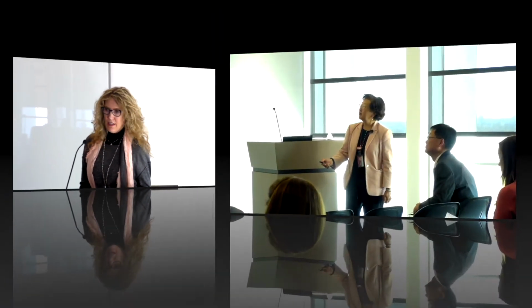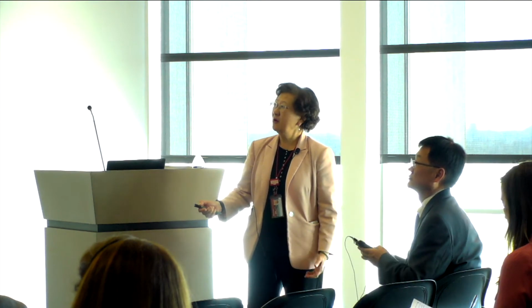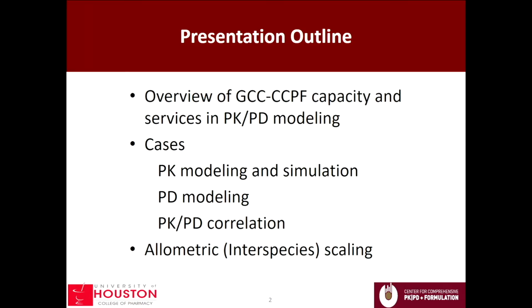I'll give an overview about capacity and services doing the PK/PD modeling, and also show you a few cases about PK modeling and simulation and PD modeling, as well as the PK/PD correlation. Lastly, I'll touch lightly upon allometric scaling.